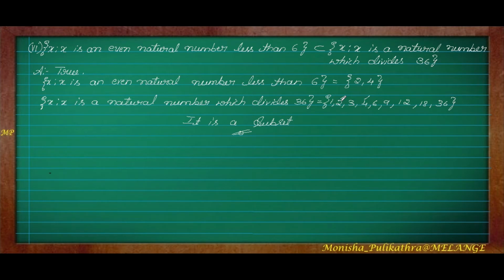Okay. So 2 18s are, 3 12s are, 4 9s are, 6 6s are, 9 4s are, 12 3s are, 18 2s are and 36 1s are. So all these numbers divide 36. Where we can see this first set {2, 4}, the elements also belong to the second set. Therefore it is clearly a subset. If it is a subset, in the question they have already given it is a subset. Therefore the statement is true.